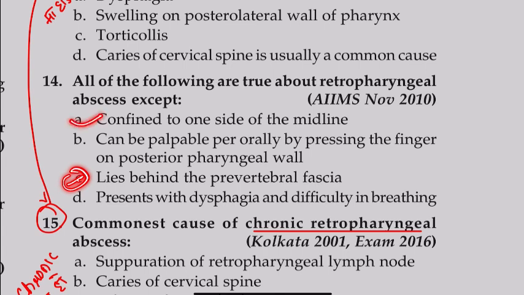Confined to one side of midline, yes. Can be palpable orally by pressing finger on posterior pharyngeal wall, that's also right. Presents with dysphagia and difficulty in breathing, that's also right. Retropharyngeal space presents with stridor, torticollis, and a bulge in the posterior pharyngeal wall, usually seen on one side of midline.